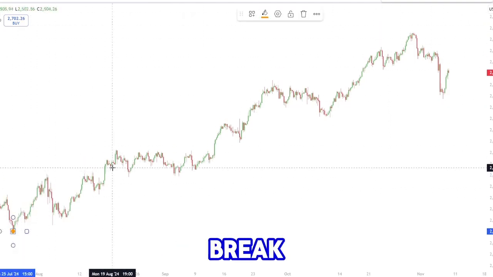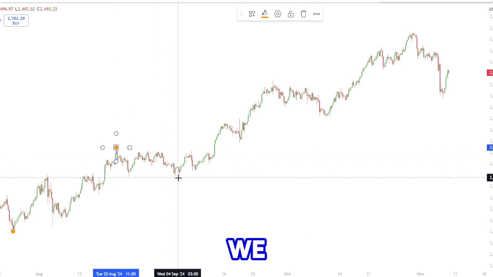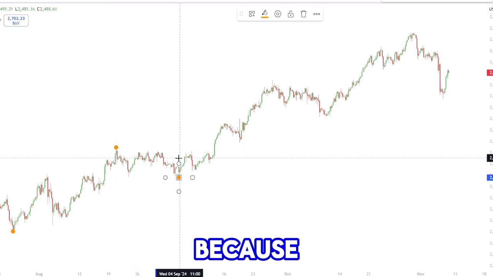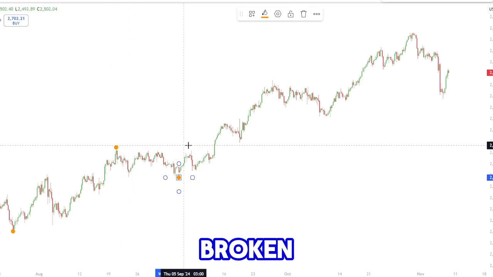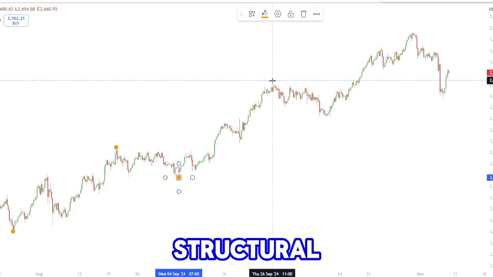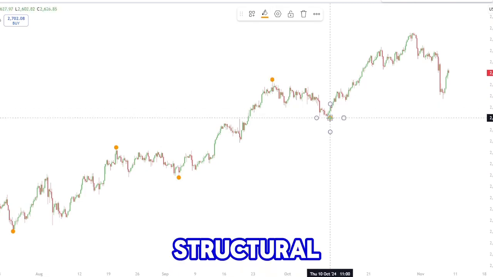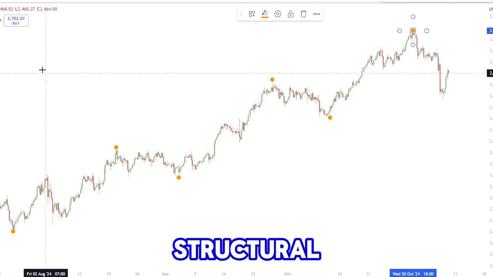Now we've had a break over here. So this is now the structural high. We had a pullback over here. This is the pullback because this is the lowest area before this high over here has been broken. This high has been broken, so I make the next structural high up here. Structural low. And now we have a structural high like this.